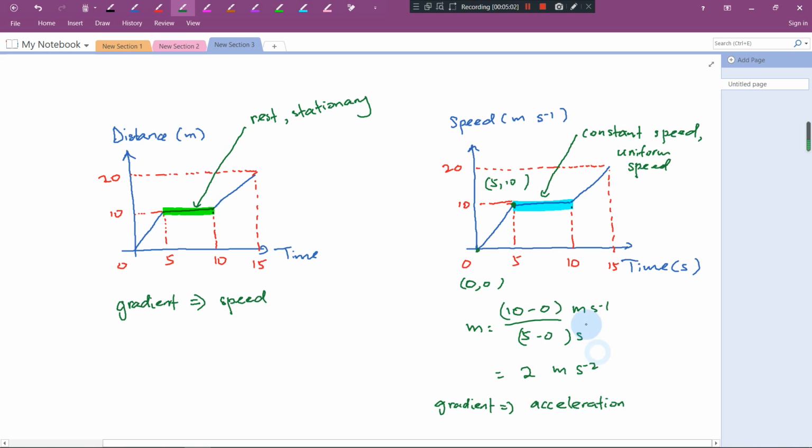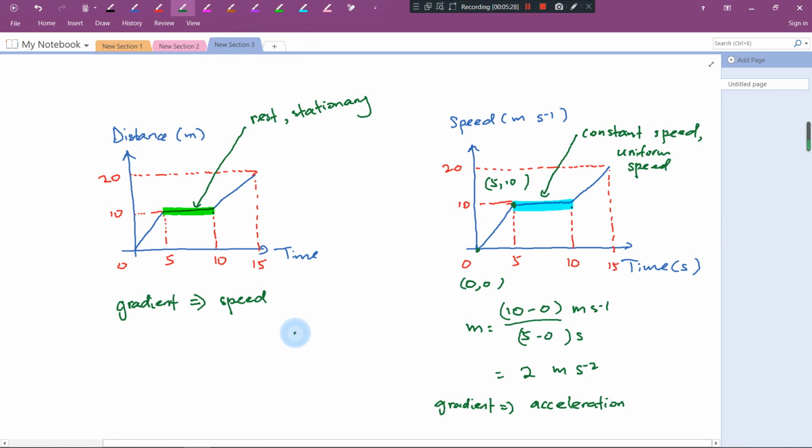If you get a positive acceleration, it means that the particle becomes faster and faster. If you get a negative acceleration, which is a negative gradient, it means that the particle becomes slower and slower. Okay, and let's say if I want to find the total distance travelled, how do we get the total distance travelled? If we have a graph speed against time, okay, we try to look at this graph first.